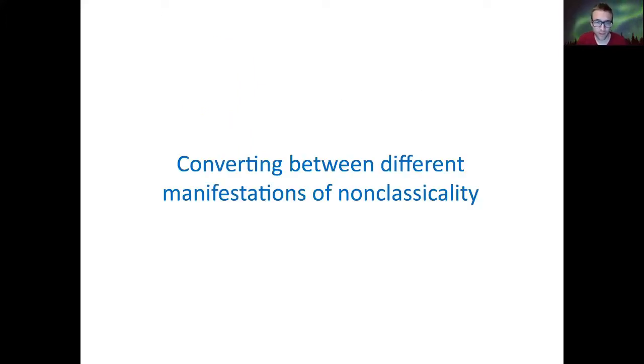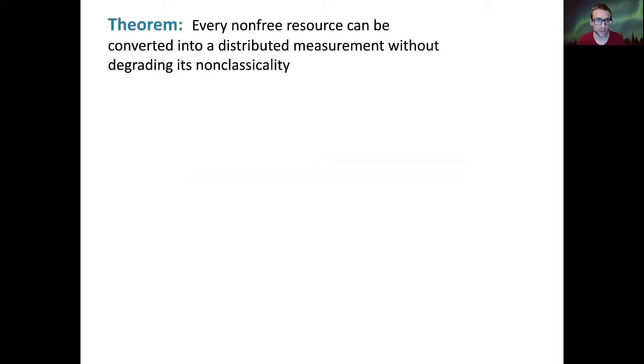So now I want to talk about converting between different manifestations of non-classicality. This is something we talk about in depth in one of our papers, but here I'm just going to talk about one result that we got, which is we prove a theorem that every non-free resource of every type can be converted into a distributed measurement without degrading its non-classicality.